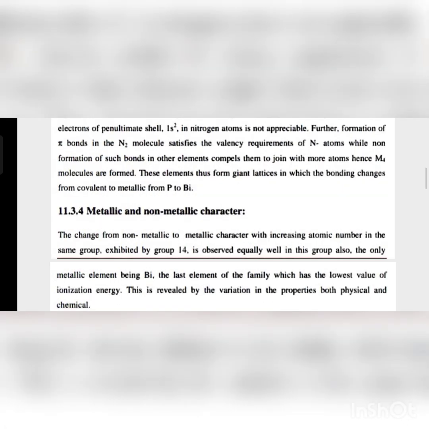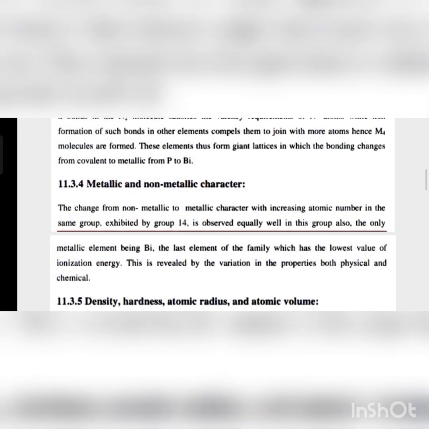Now we will discuss metallic and non-metallic character. The change from non-metallic to metallic character with increasing atomic number in the same group, as seen in group 14, is observed equally well in this group also. The only metallic element is bismuth, the last element of the family, which has the lowest value of ionization energy. This is revealed by the variation in the properties, both physical and chemical.